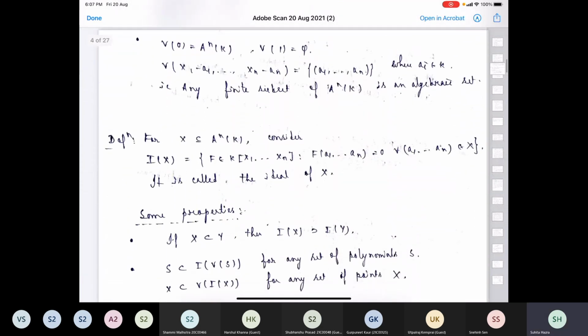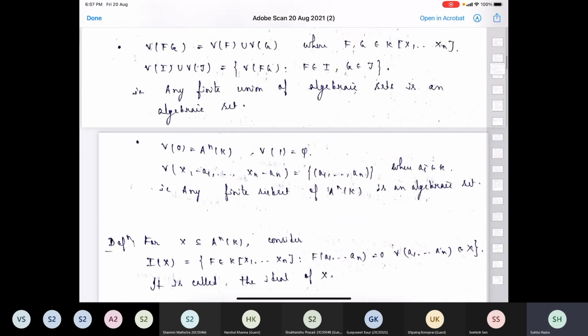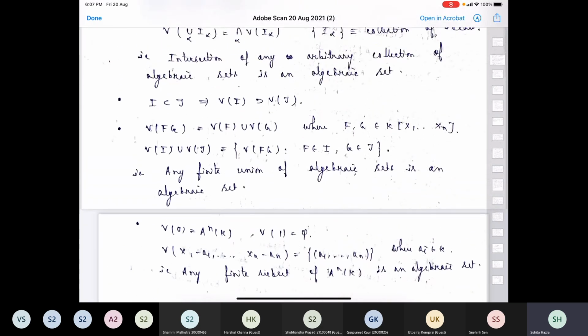Also, it's a very natural property that V of 0 is A^n(k), because all points vanish at 0. This is the zero polynomial. And V of 1 is empty, because no point can make 1 vanish. And not only 1, for any nonzero constant alpha, V of alpha is empty. Also, V of (x1 minus a1, ..., xn minus an) is a singleton point, because the coordinates are fixed for a single point, so it is the singleton point (a1, a2, ..., an). So from the fourth property, any finite subset of A^n(k) is also an algebraic set, because each singleton is an algebraic set and we take the finite union of those singleton sets.